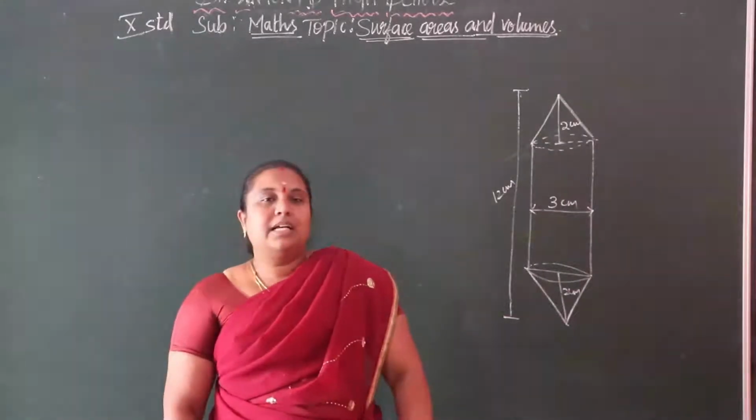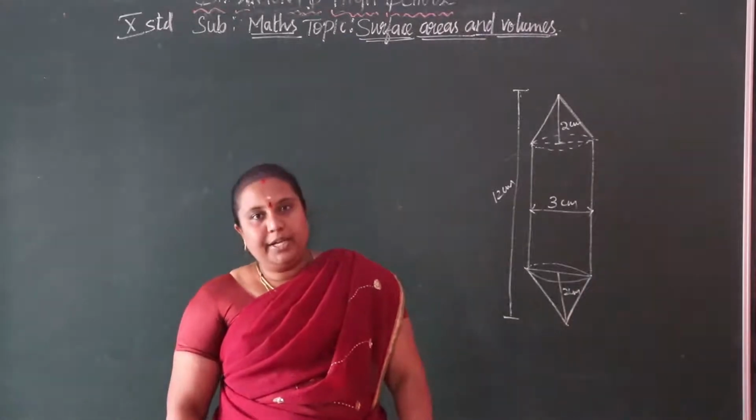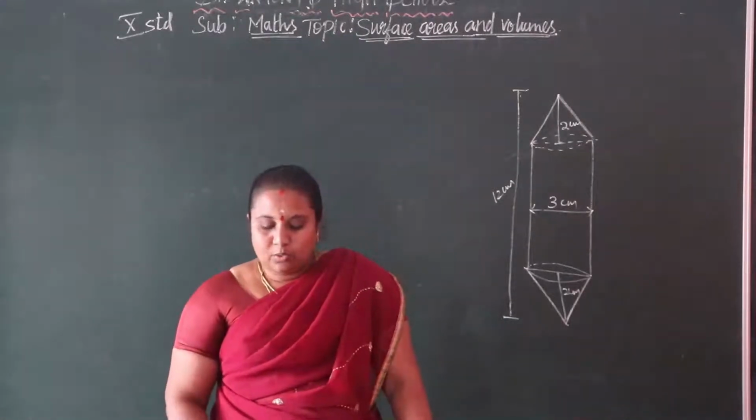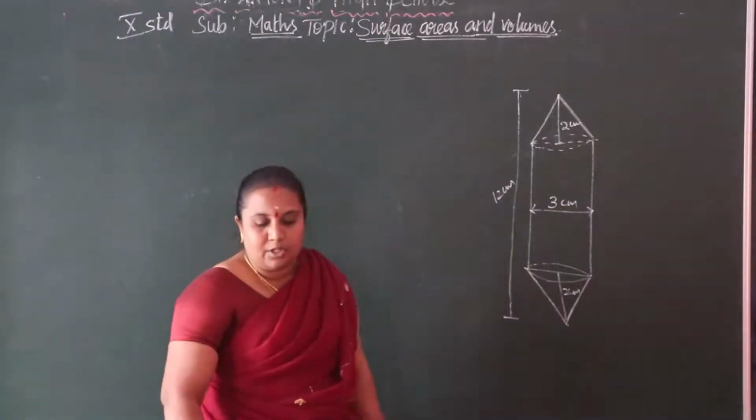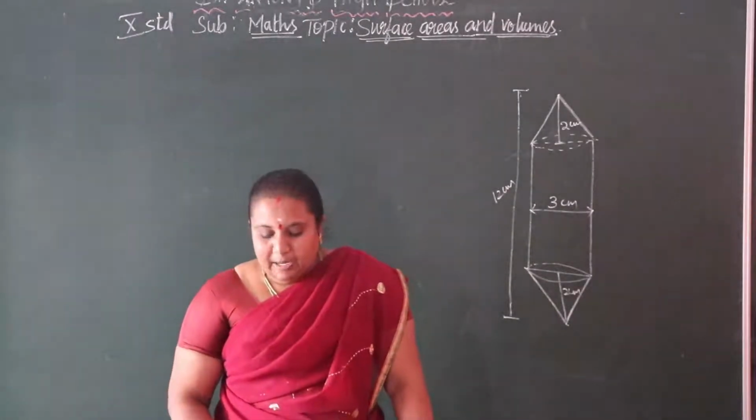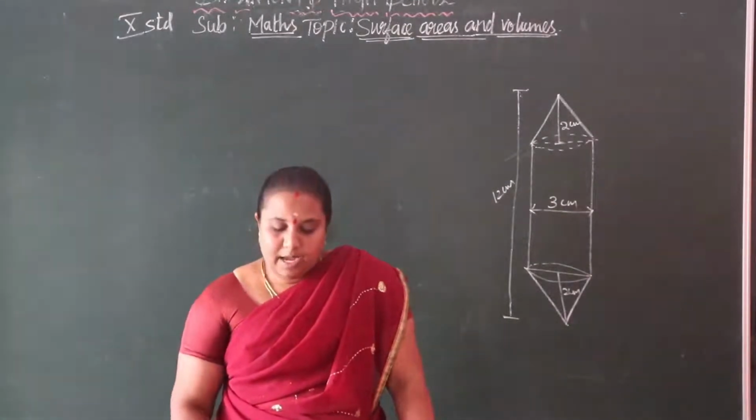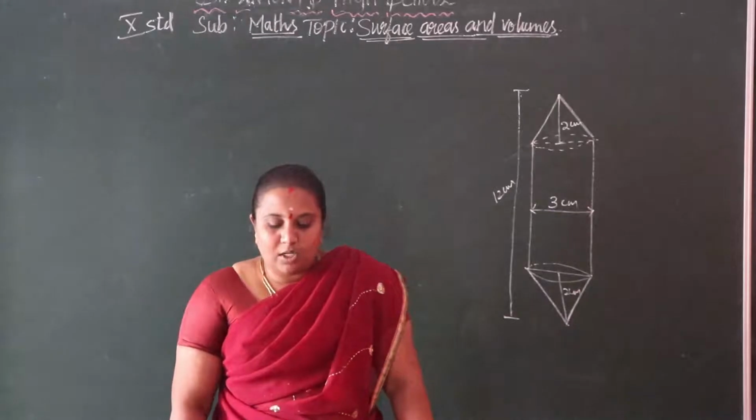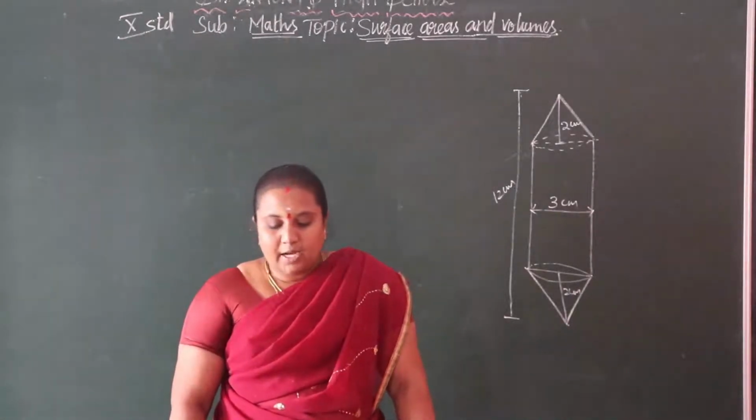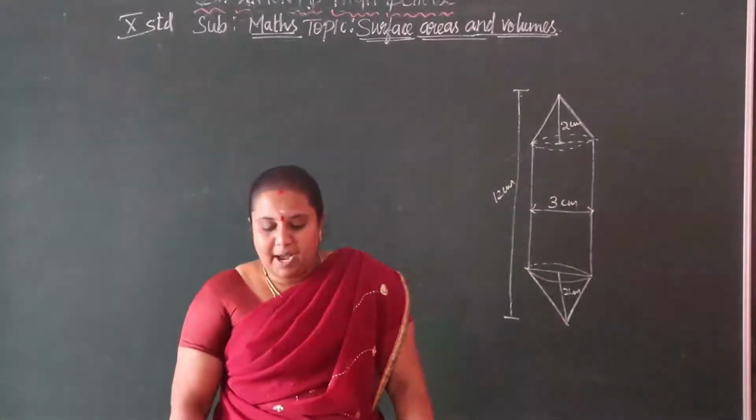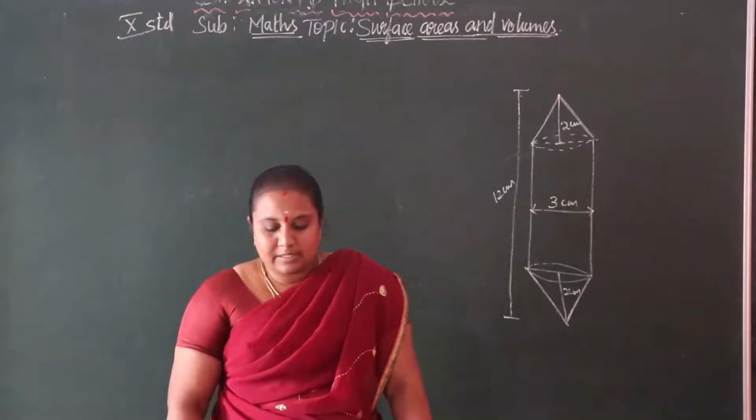We have two conical parts, right? So 2 into 1 by 3 pi r square h. Here we have to write two times. That is, the volume of this model equals the volume of the upper conical part and the volume of the lower conical part plus the volume of the cylinder.